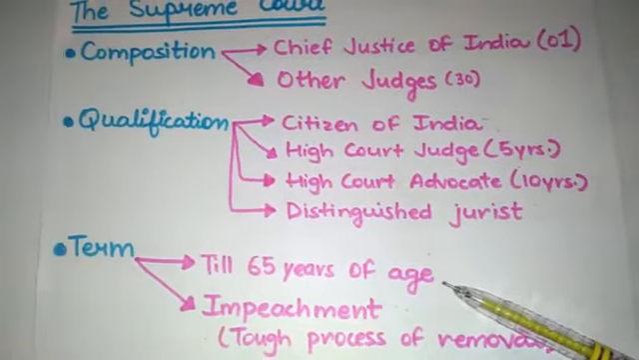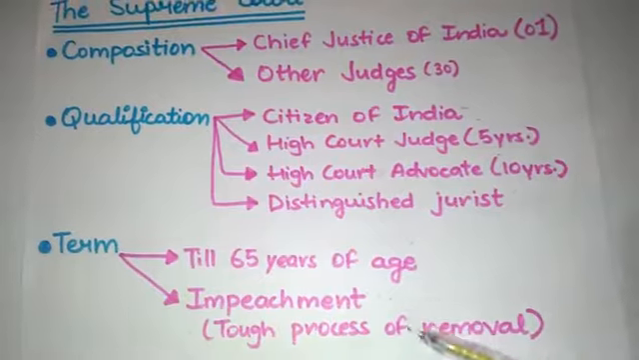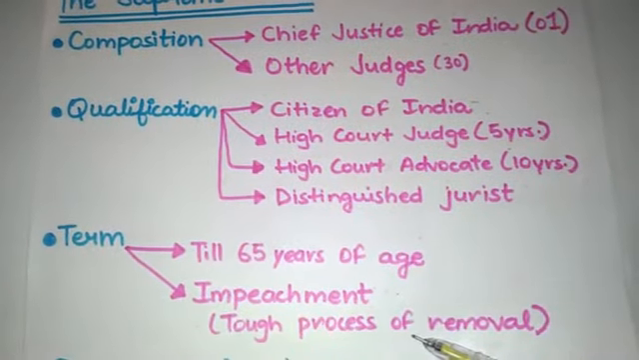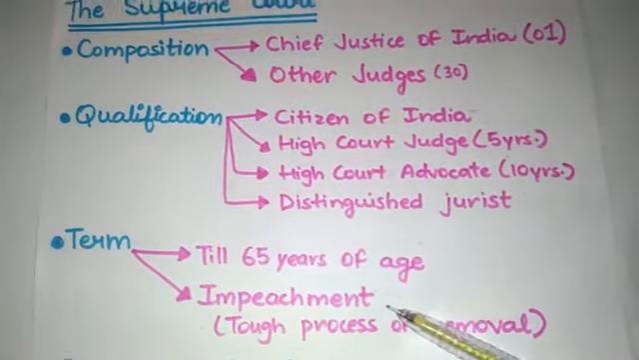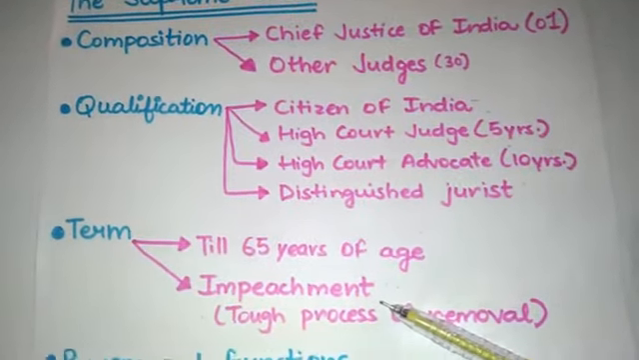Once appointed, a judge can remain in office till 65 years of his age. There is a tough process of removal called impeachment. A judge is removed only if he misuses the office, power or misbehaves.